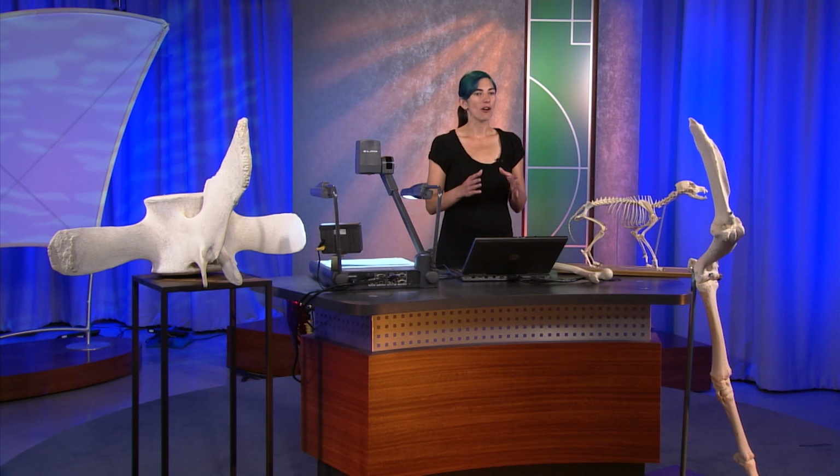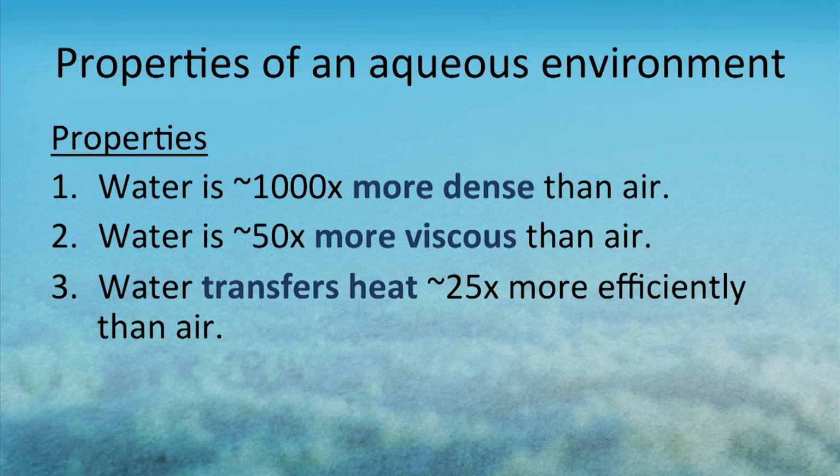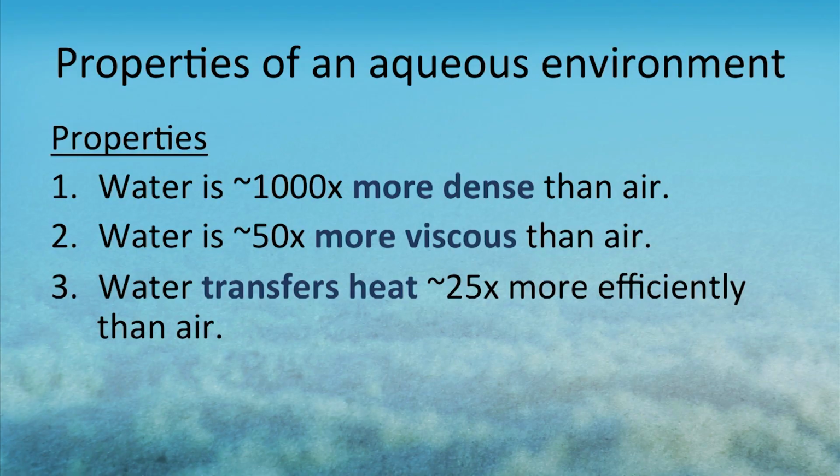All right, get out a pen or a pencil and write down these three very important properties of water. The first one, water is 1,000 times more dense than air. So that means the density of water is 1,000 times greater than the density of the air around us. The second one, water is about 50 times more viscous than air. And finally, the third one, water transfers heat about 25 times more efficiently than air.